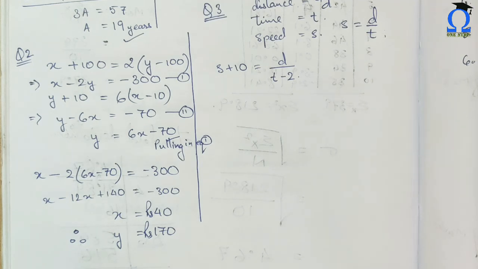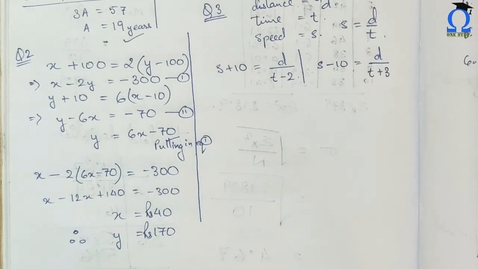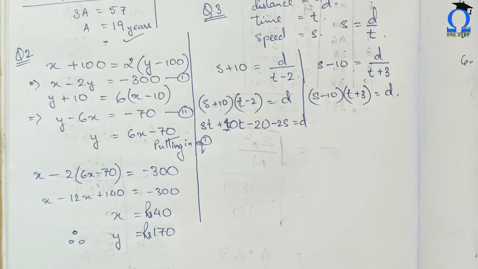Understood? Also they are saying if the speed would have been 10 less, then for the same distance we have 3 hours more than the scheduled time. Okay, so these are the two equations we were required. Now what we will be doing, we will be finding the value of d here in both the cases, like this. Okay, understood? By applying distributive property we will get these two equations.